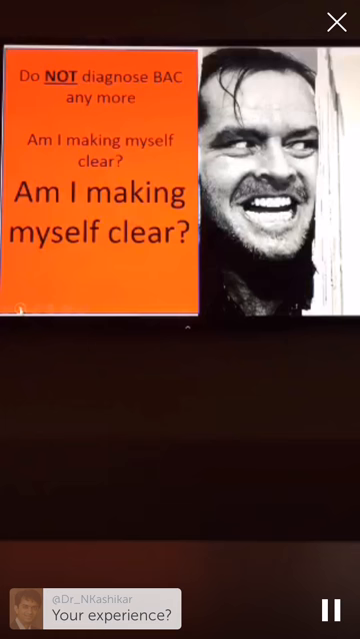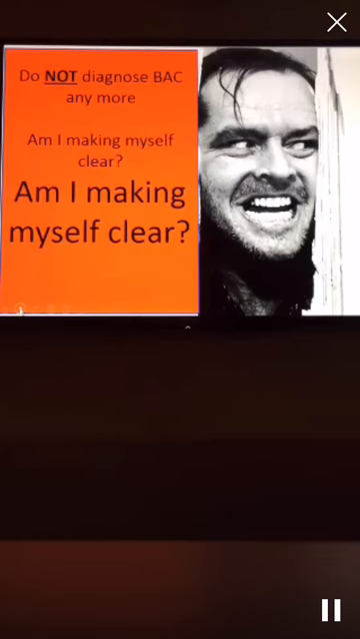All right. I do not want anybody to diagnose BAC anymore on any kind of specimen. Is that clear to everybody? That's an obsolete term, and don't use it.